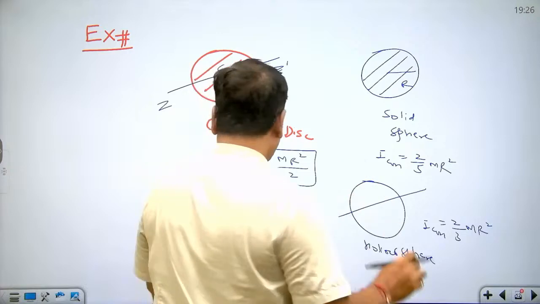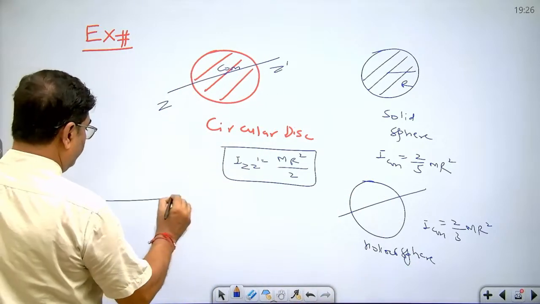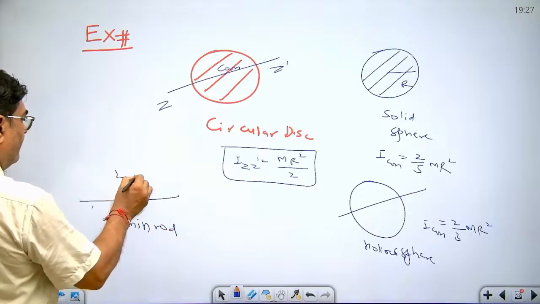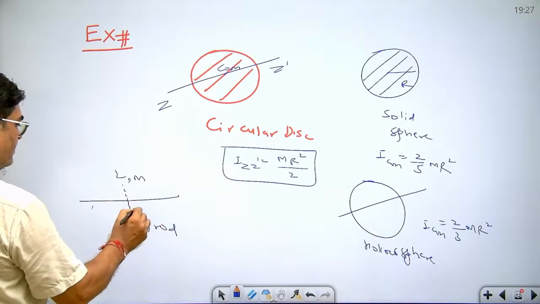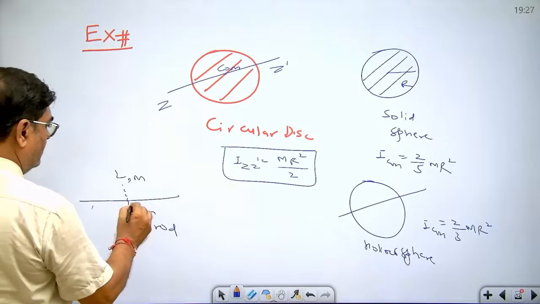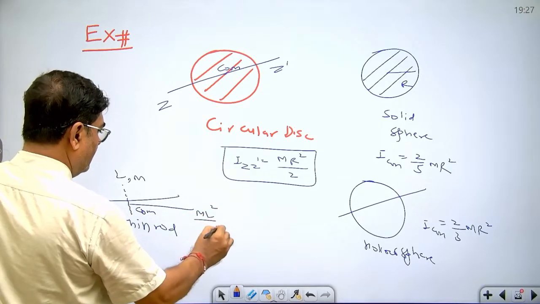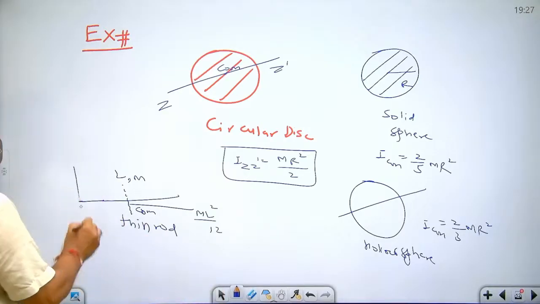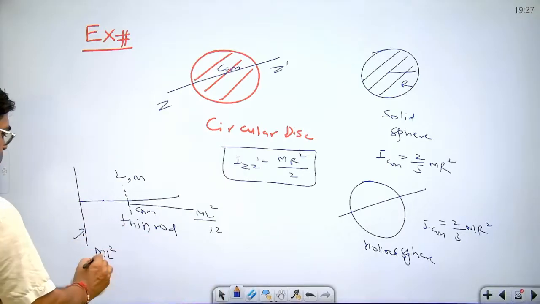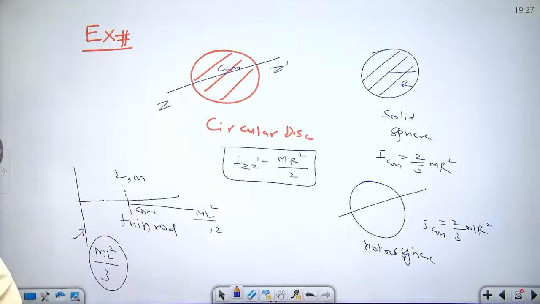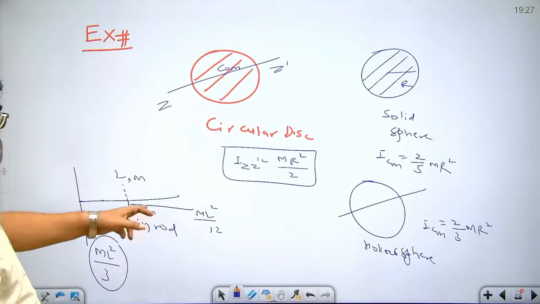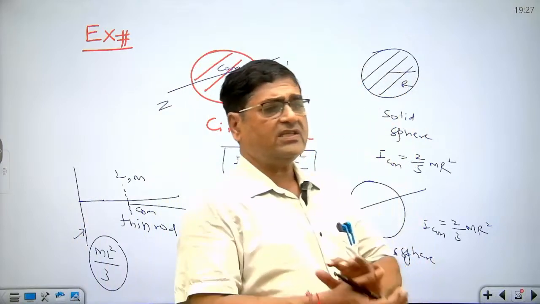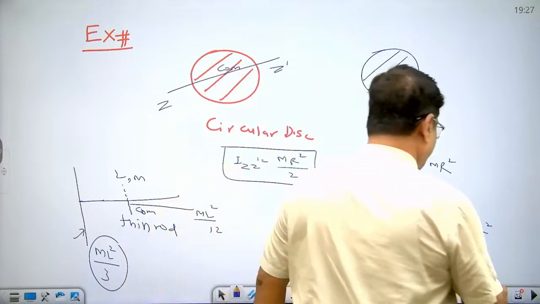Dear student, moment of inertia of a thin rod of length L and mass m about the center of mass is ml square upon 12, and about this extreme axis it will be ml square upon 3. You can find this by applying the parallel axis theorem: ml square upon 12 plus m into L by 2 whole square. So all these values of moment of inertia you need to remember.